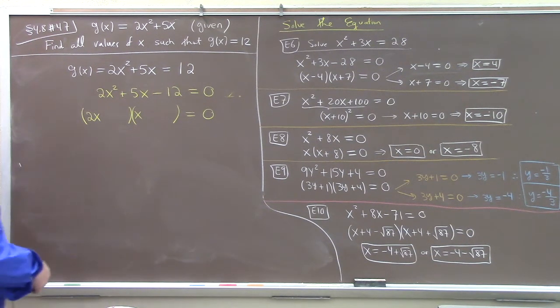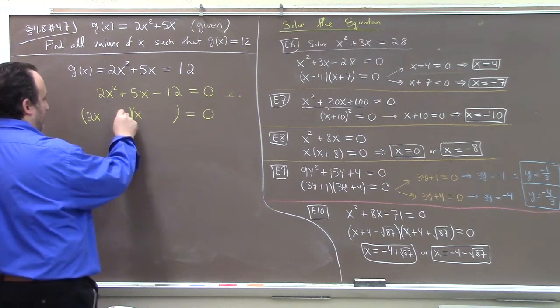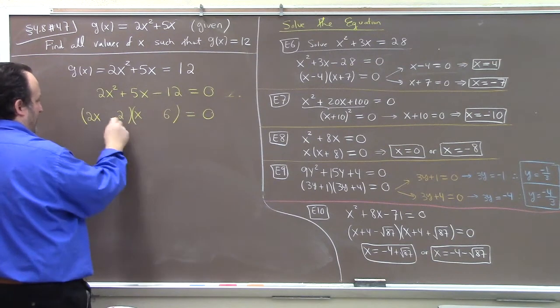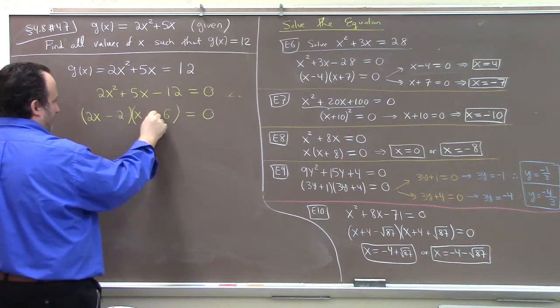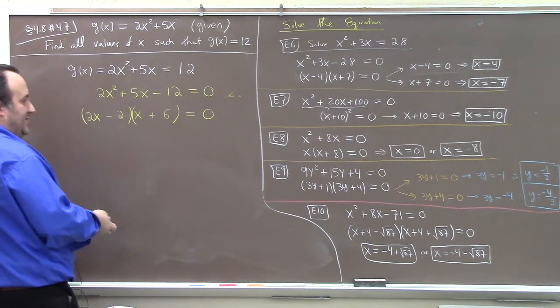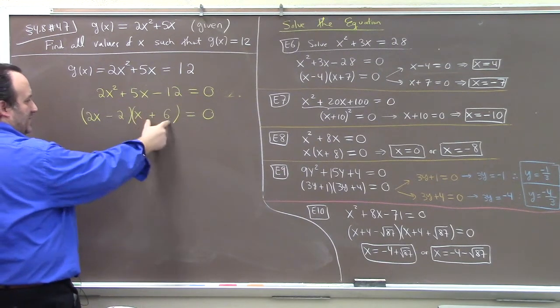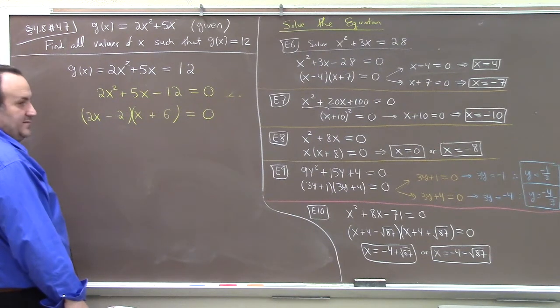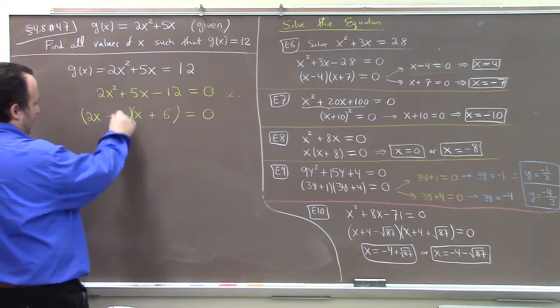Here, I'll try one just at random. 2 and 6, yeah? I got to put a minus on one of them and a plus on the other, yeah? Well, that didn't work, right? Because I got minus 2x plus 12x. That gave me 10x. That's not going to do it. So I would try something else.